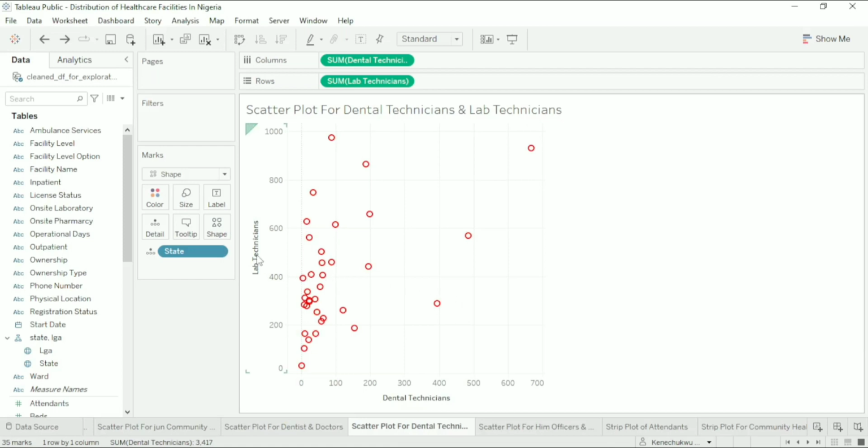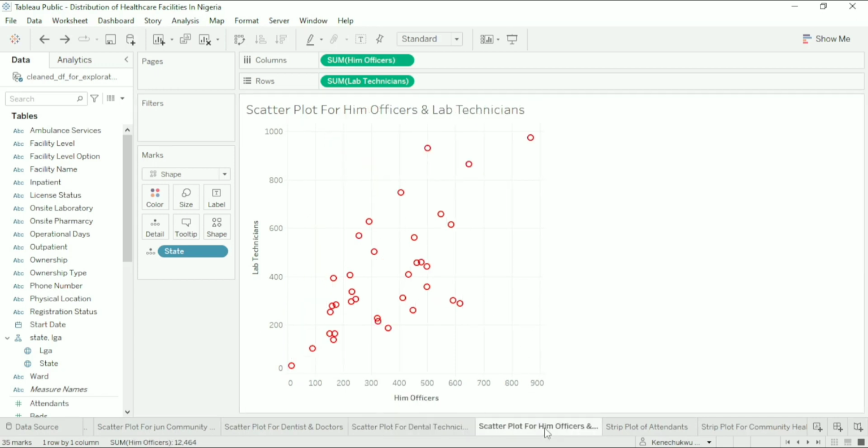So these are for lab technician and dental technician. As you can see, Kano. Wow. So Kano has the highest here. Lagos too again. Looks like Lagos is winning today. So the next one is lab technicians, and this is healthcare information officer. Yeah, so that is HIM officer.